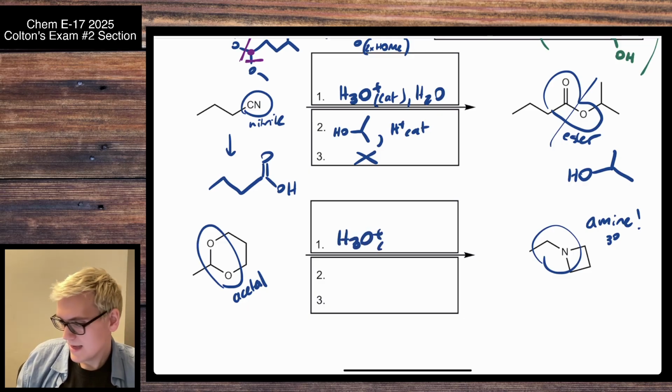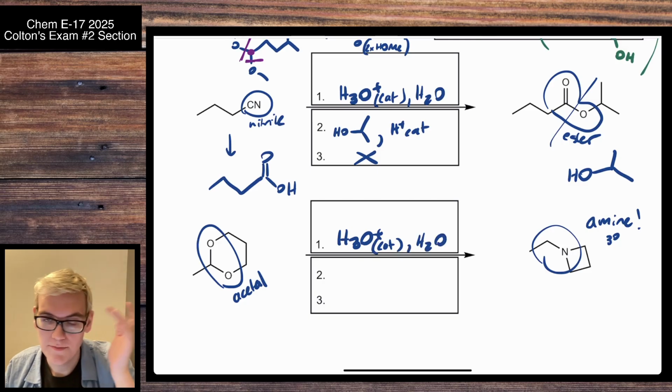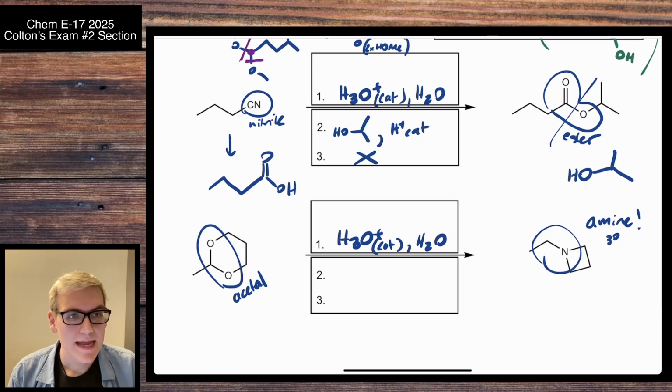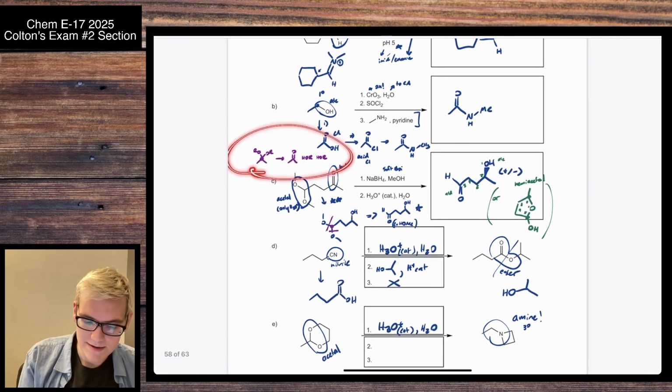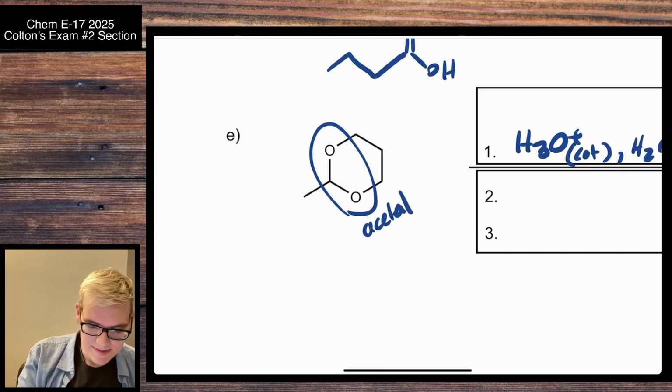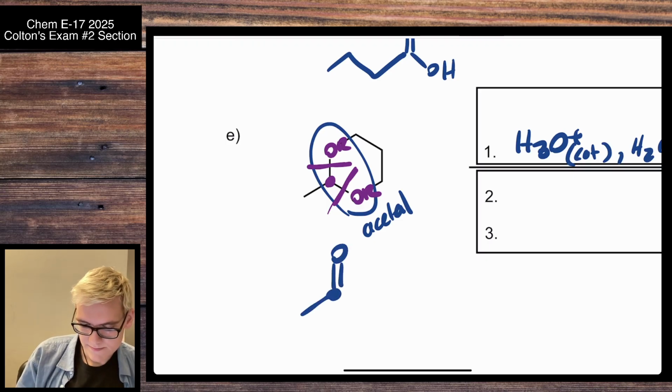And again, the answer key does H3O+ cat with H2O, but I think just putting H3O+ works as well. And we know that that is going to do an acetal hydrolysis. So we need to have that same fake mechanism that we had up here, where we find the carbon that's attached to both ORs. So this is kind of our OR. We need to cut those bonds. And then in their place on that carbon, we need to put a carbonyl.